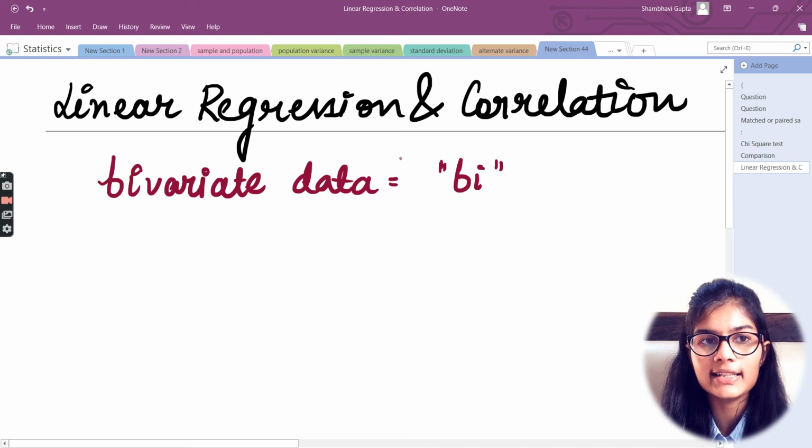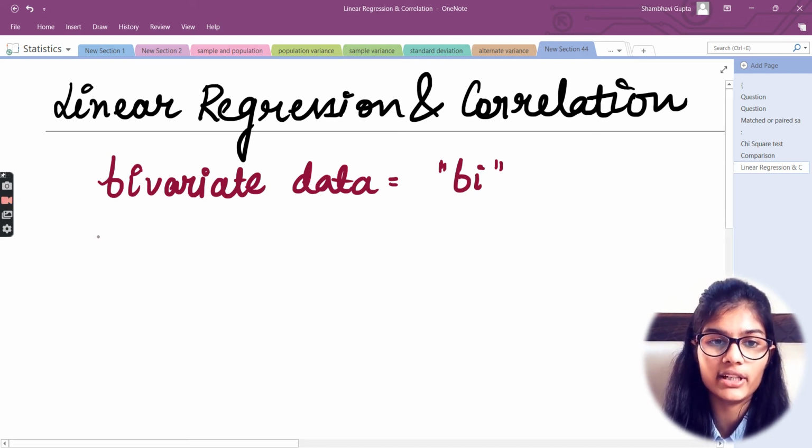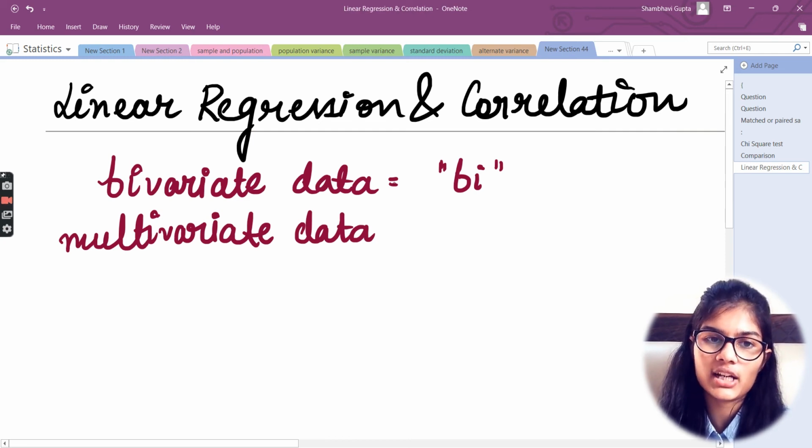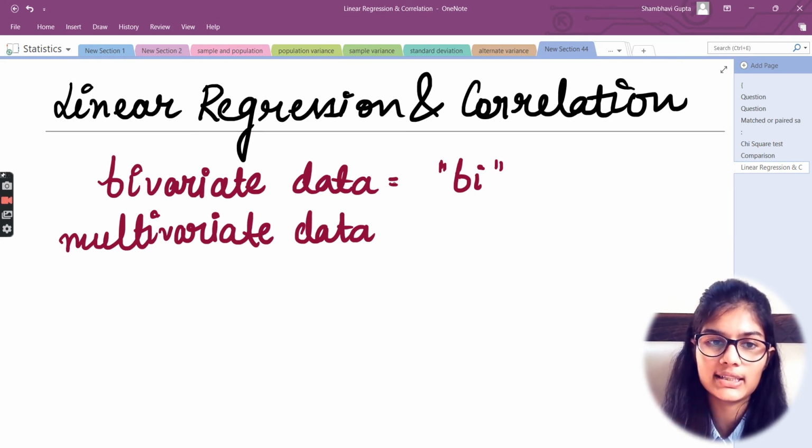In reality, statisticians mostly focus upon multivariate data. The examples which I showed you were bivariate data, where bi means two. The statisticians completely look at multivariate data, which means having many variables.